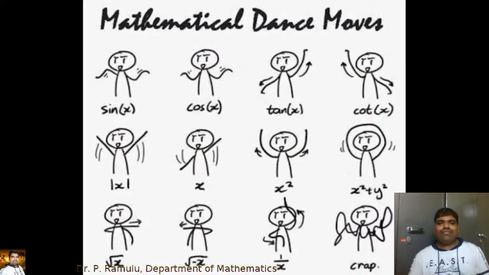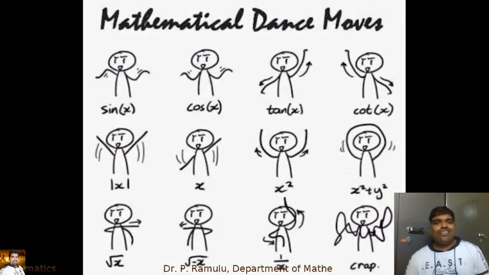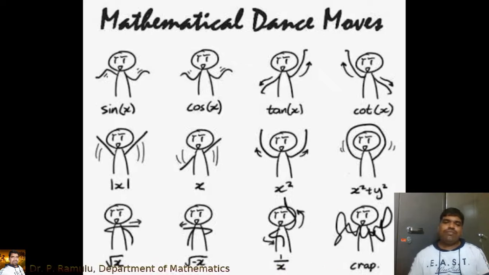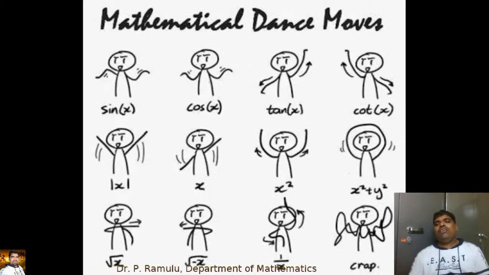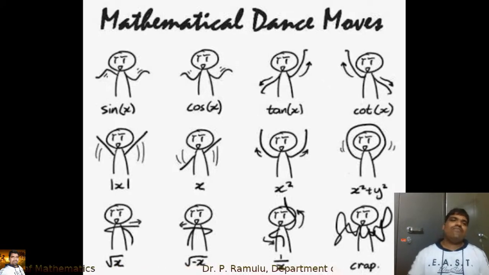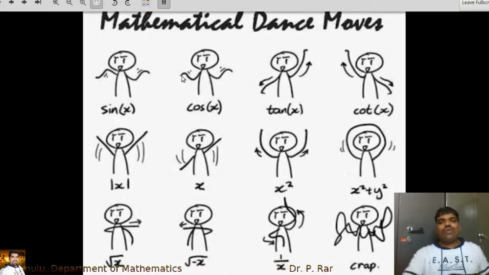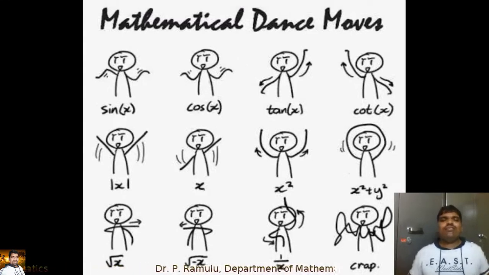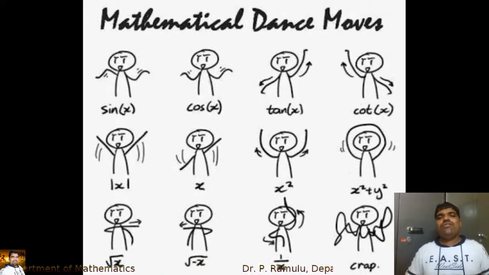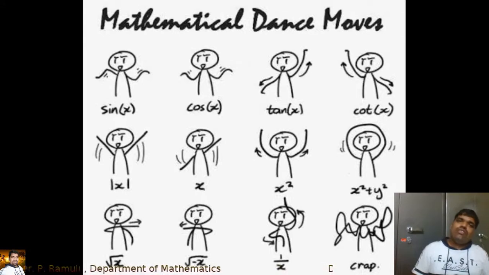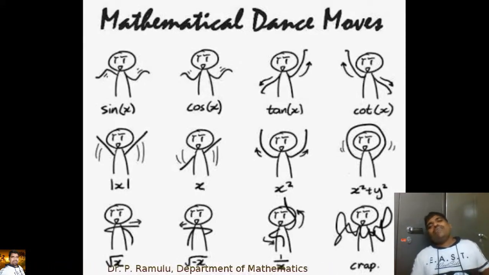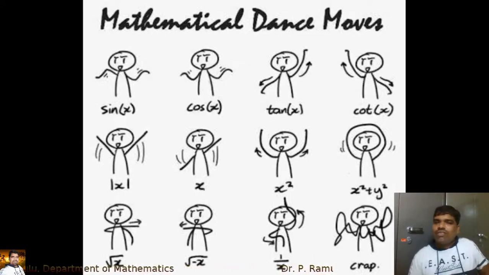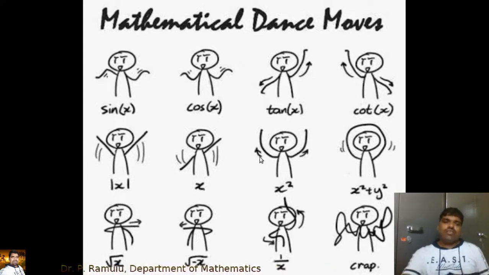Mathematical dance moves. Our beautiful functions, just now already explained. What are the steps? Okay, what are the steps? Just now we moved that: the sin x graph movement, right? Yes, sin x, cos x, tan x. The moves of dance. According to the moves of dance, it looks like the positions of the steps. We are converting what we drew into our mathematical definitions. Sin x, the movement is like this. Cos x, tan x, cot x, mod x and x, so linear.